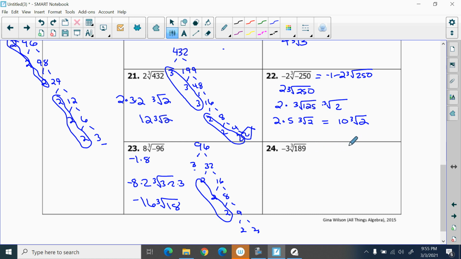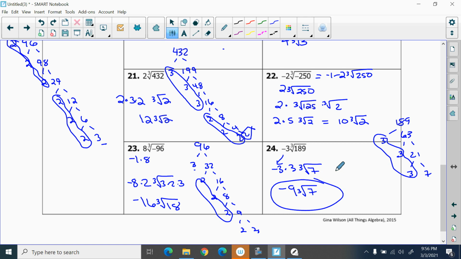Now let's do 189. So we've got the cube root of 189. So 189 I know is divisible by 3. So 189 is 3 times 63, which is 3 times 21, which is 3 times 7. So I have -3 because that's right here. And then I'm taking out another 3 times the cube root of 7. So that's -9 times the cube root of 7.